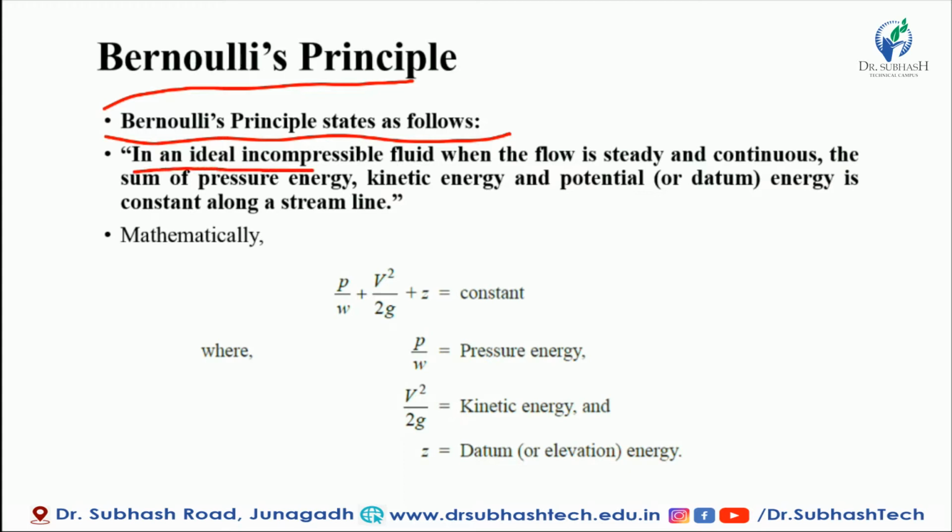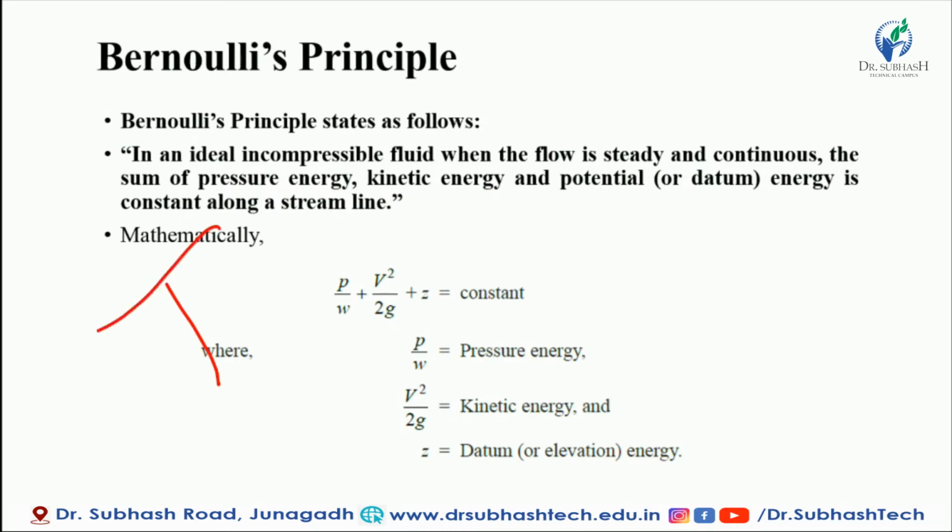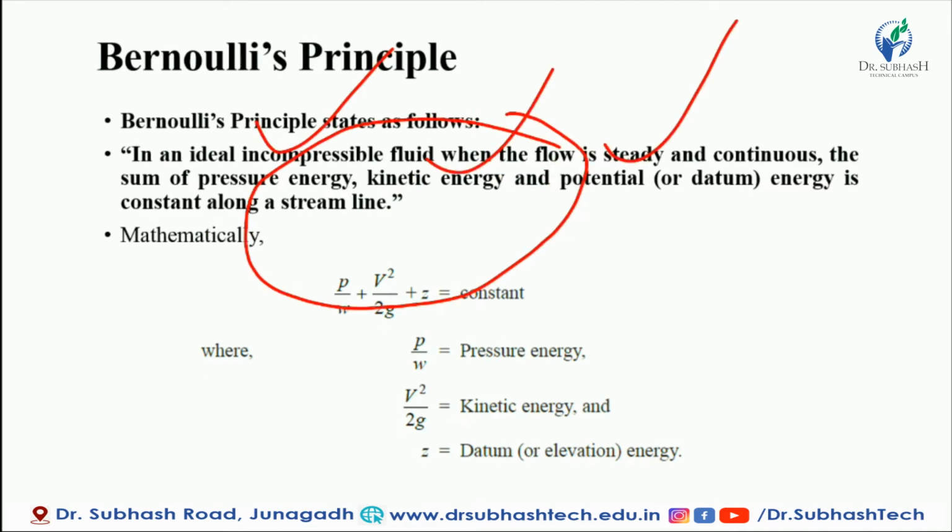In an ideal incompressible fluid, when flow is steady and continuous, the sum of pressure energy, kinetic energy and potential energy is a constant. So we can say, in short, the total energy of the fluid at any point is a constant. But in total energy, we count only three energies: pressure, kinetic and potential energy.